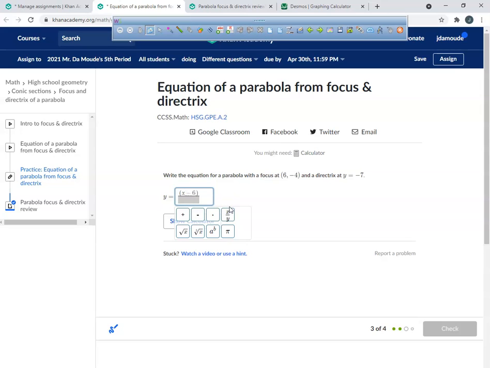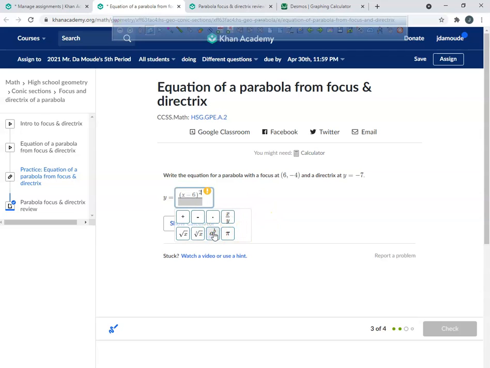x minus 6, close parentheses, squared over 6, minus 33 divided by 6.